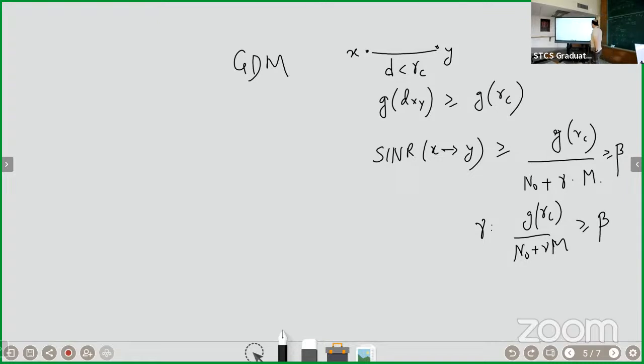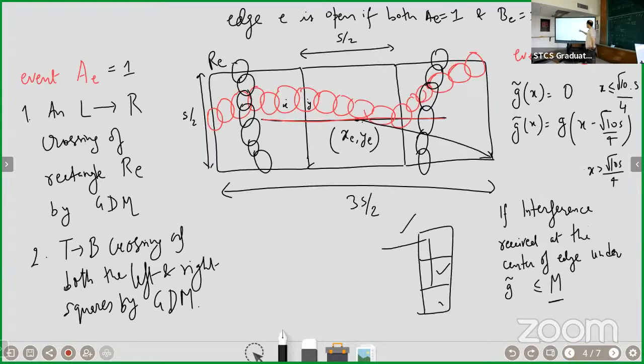The fact that BE is different on the square lattice, yes. So this edge is open as long as B is 1. What does it mean? That at the center here, the interference is less than M under the function G tilde, which implies that interference anywhere in this is at most M.